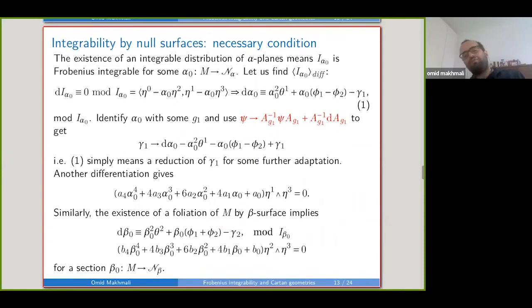And doing the same thing for an integrable beta plane distribution, you get these conditions, and that means you would like to have a null, a principal null beta plane. This is really a simple exercise: use the structure equations, take derivatives, compute these things, and play with the wedge product.